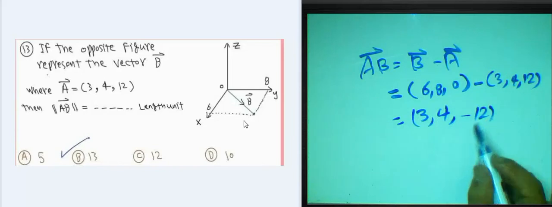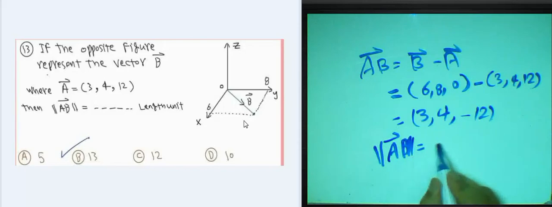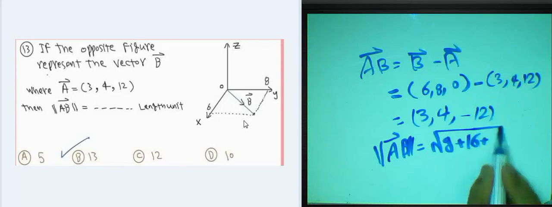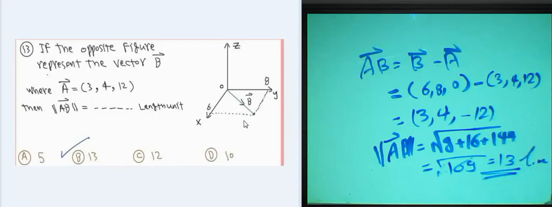It's vector AB. Then the absolute value of vector AB will be the square root of 3 squared equals 9, 4 squared equals 16, 12 squared equals 144. You can use a calculator to find the result. 9 plus 16 equals 25, plus 144 equals 169. The square root equals 13. The result will be 13 length units.